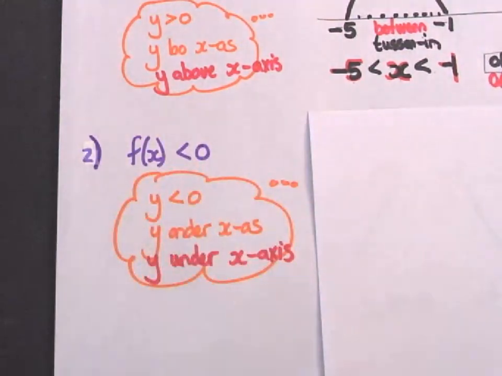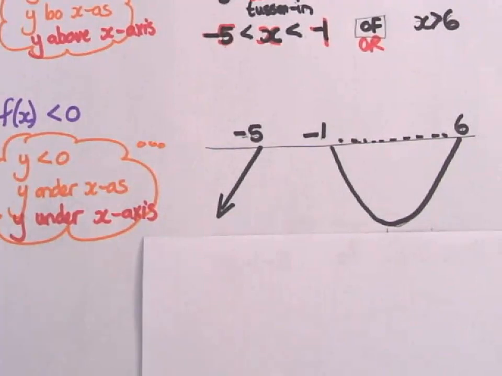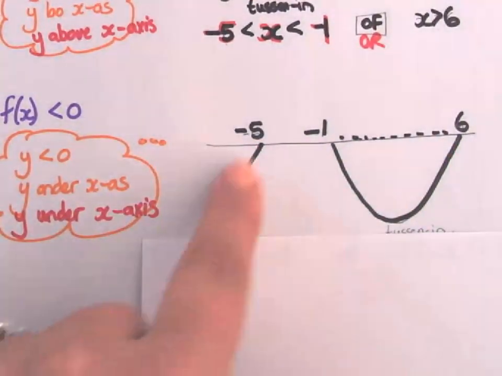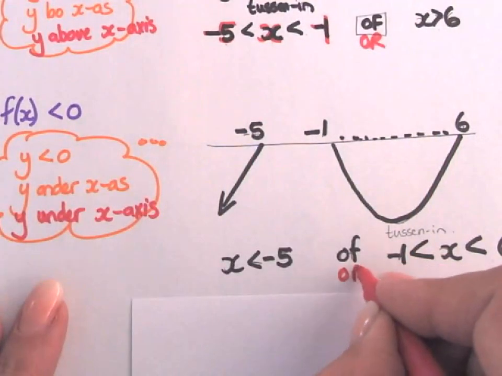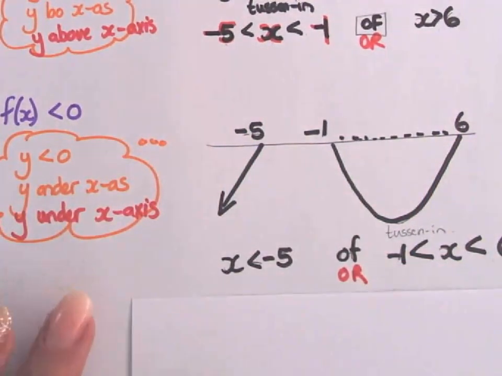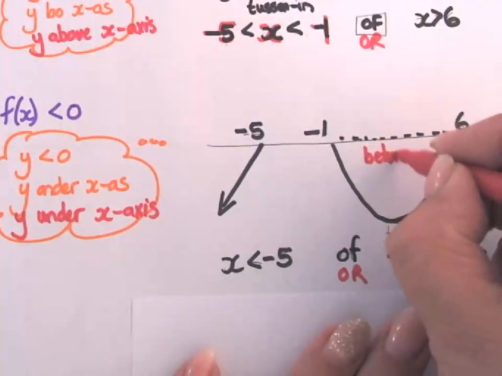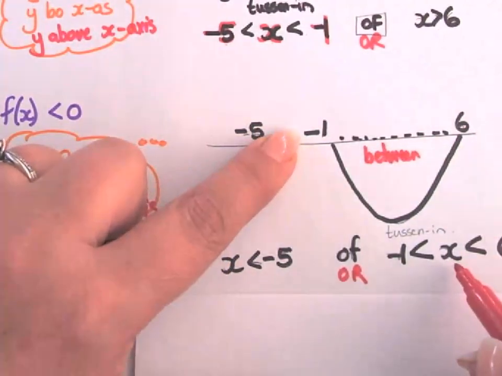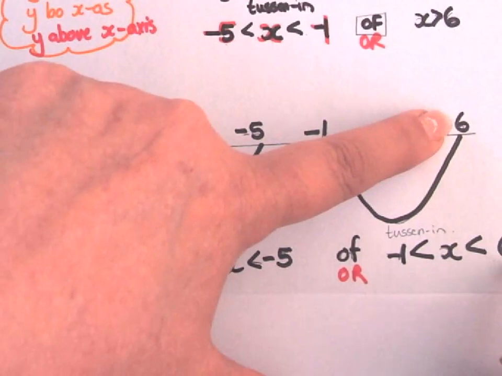Now you must look at your picture. Where is the graph below the x-axis? On those 2 parts. I have 2 parts, so there's an "or" in the middle. This one part has values between 2 points, so the x is in the middle, the lowest value is to the left, and the highest value is to the right.